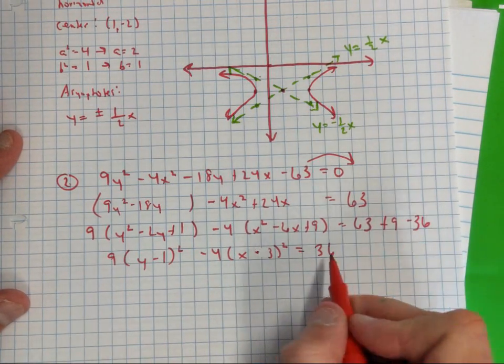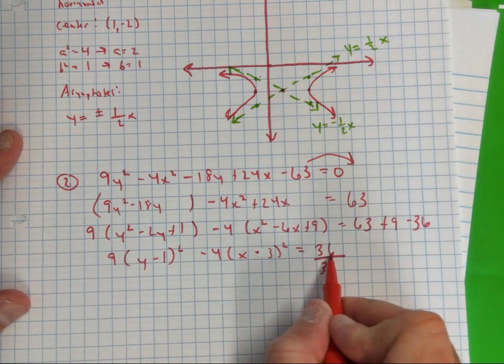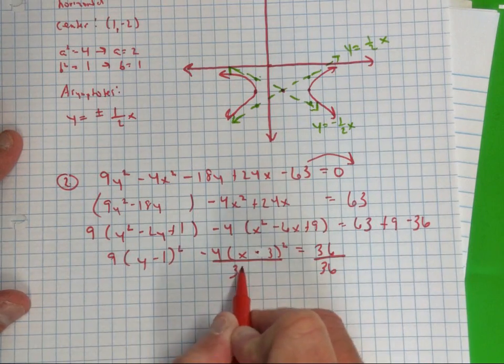Get 36. I'm going to divide each of these by 36 because in standard form it has to equal 1. It's equal to 36 right now.